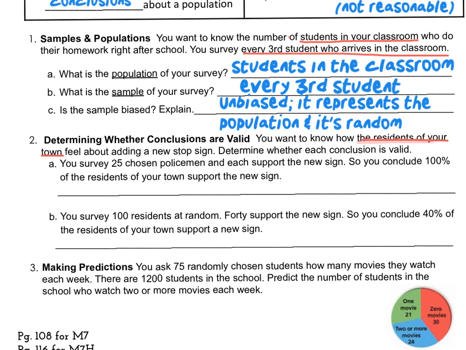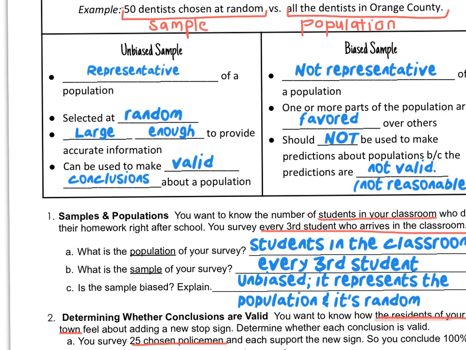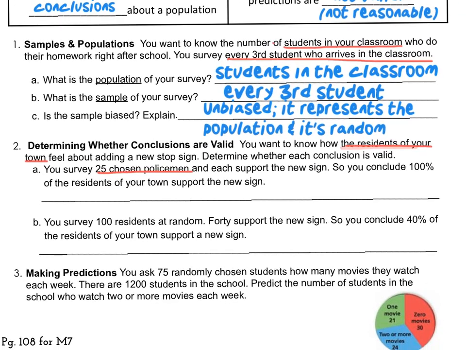Now let's look at the survey in part A, or what our sample was. So our sample was our 25 chosen policemen. Okay, so remember, we're going to look up at that chart. The first bullet of that chart says an unbiased sample has to be representative of our population. And if you look, policemen do not necessarily represent the residents of our town. So it looks like it's going to be biased because these policemen may not live in our town, or they may have a certain viewpoint about a stop sign.